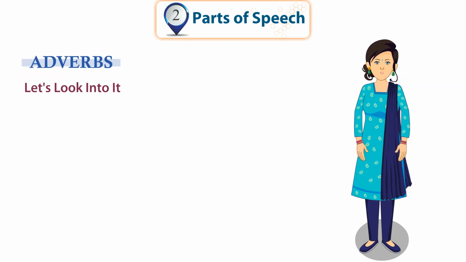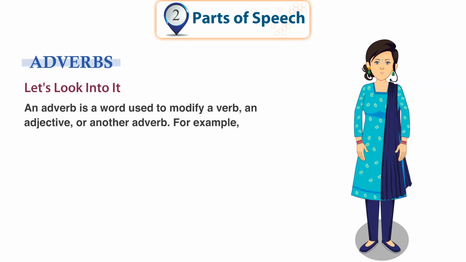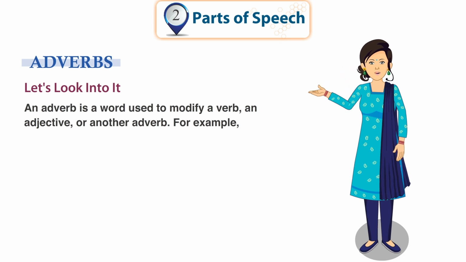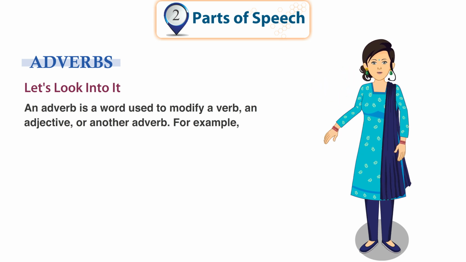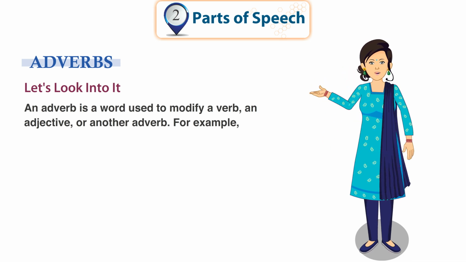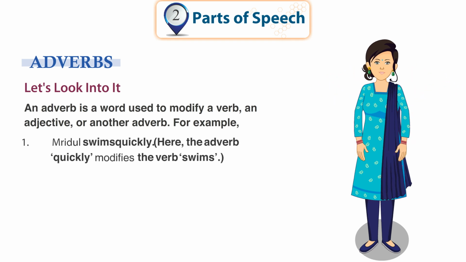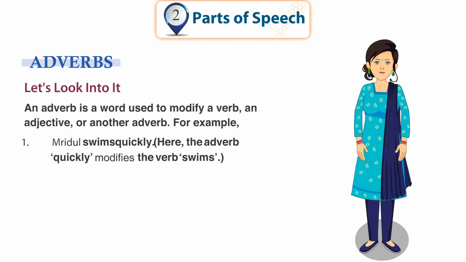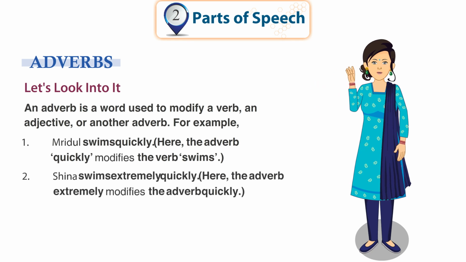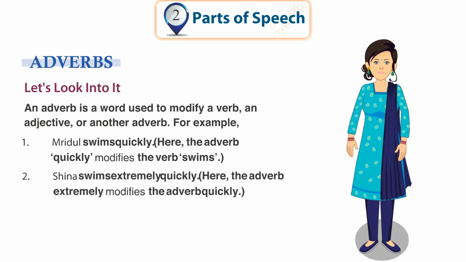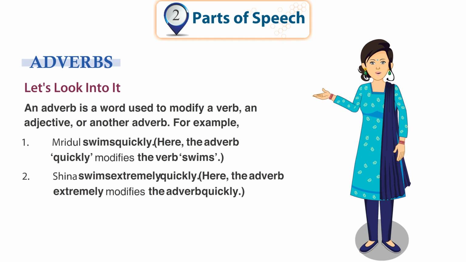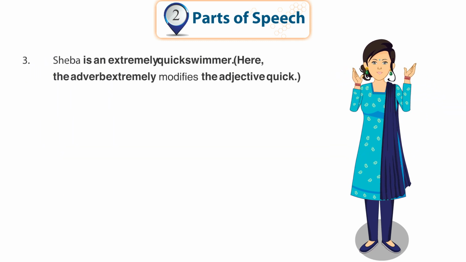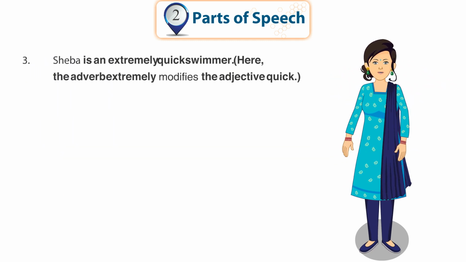Adverbs. Let's look into it. An adverb is a word used to modify a verb, an adjective, or another adverb. For example, Mridul swims quickly. Here, the adverb quickly modifies the verb swims. Sheena swims extremely quickly. Here, the adverb extremely modifies the adverb quickly. Sheba is an extremely quick swimmer. Here, the adverb extremely modifies the adjective quick.